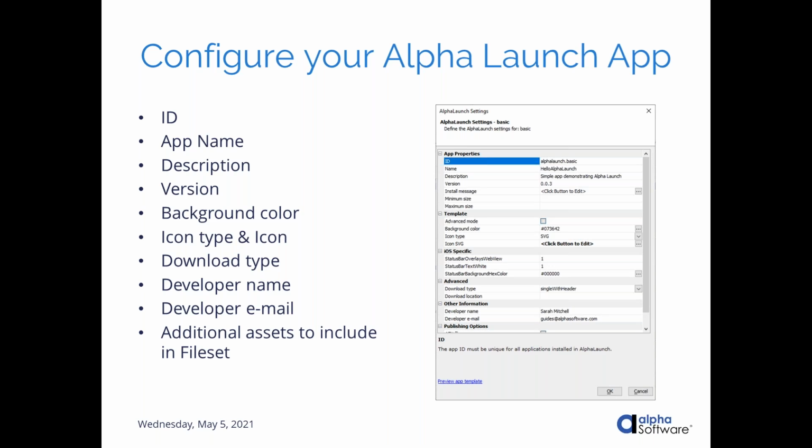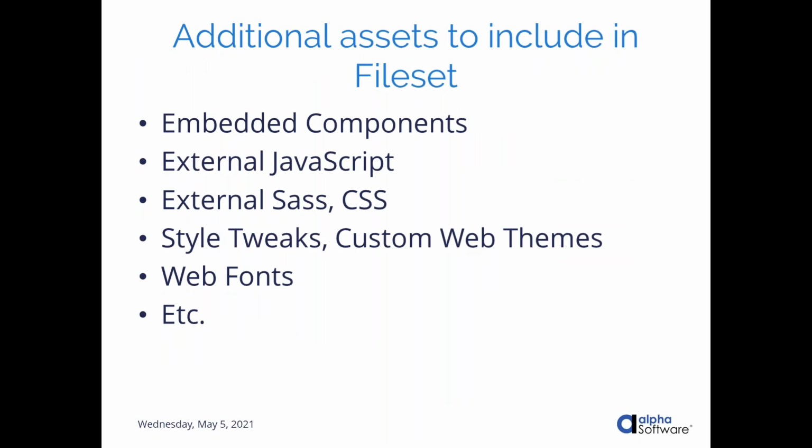And then the last thing you can't see on this screen is additional assets to include in the file set. So I have 3 apps I'm going to show you guys today. 2 of them are just an app, and then one of them has some components embedded into it. And because those components are embedded in there, I need to include them in my assets list. The additional assets to include in your file set are going to be embedded components, external JavaScript you might have included, external CSS that you've saved in another file. If you've made a style tweak, it's recommended that you include it in there.